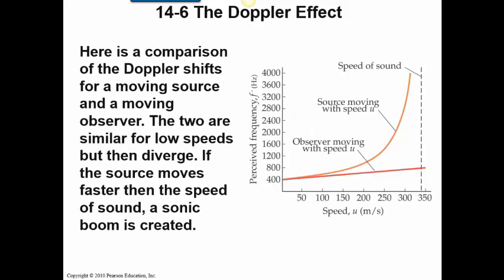Here is a comparison of the Doppler shifts for a moving source and a moving observer. The two are similar for low speeds, but then diverge. If the source moves faster than the speed of sound, a sonic boom is created.